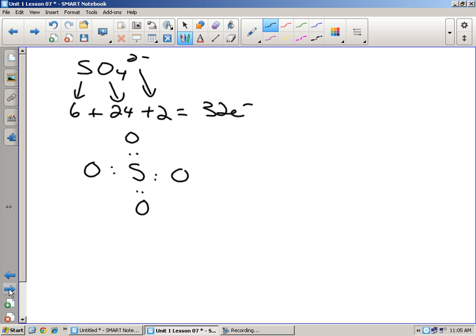Next page says the following. Place lone pairs of electrons around all the atoms except the central atom. Hydrogen, of course, can only have 2. So basically what they're saying is, at this point, after you hook all these elements up, you then go to the outside atoms and make sure they have an octet first.